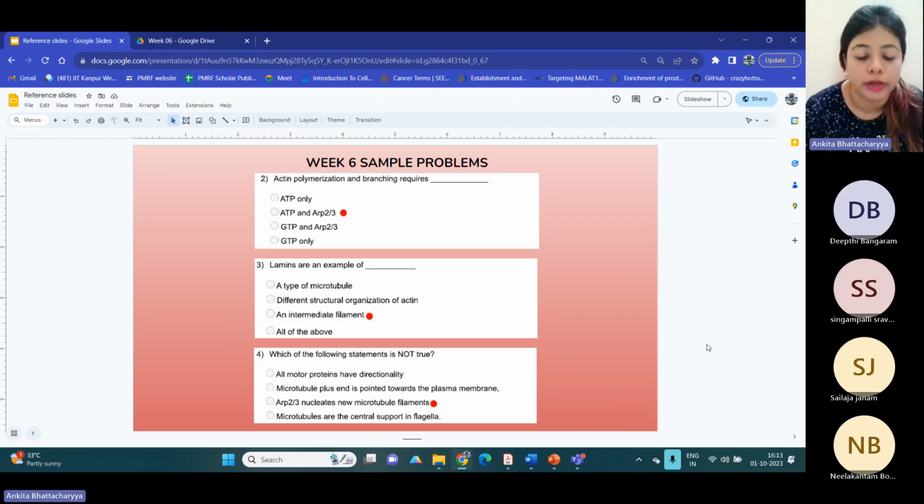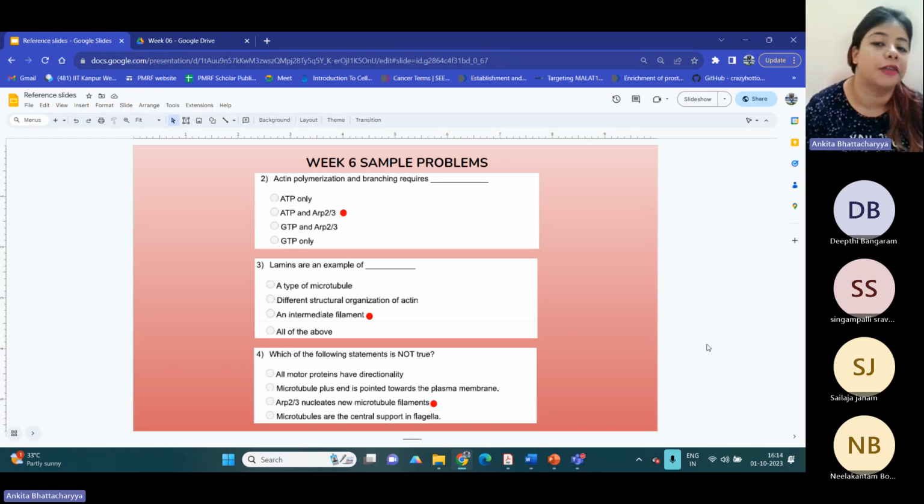Then in question 4, which of the following statements is not true? All the motor proteins have directionality. Microtubule plus end is pointed towards the plasma membrane. ARP2/3 nucleates new microtubule filaments, or microtubules are the central support in flagella. So we are being asked which of them are false. Motor proteins have directionality is true. Microtubule plus end points towards the plasma membrane is also true.